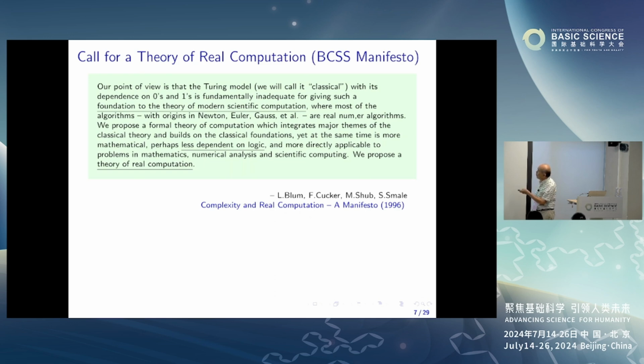So we propose a theory of real computation. But actually, the model they propose is just what theoretical computer science calls the real RAM model, random access, where you can manipulate real numbers as individual, solid, atomic wholes exactly. You can check whether a real number is 0 or not and branch.